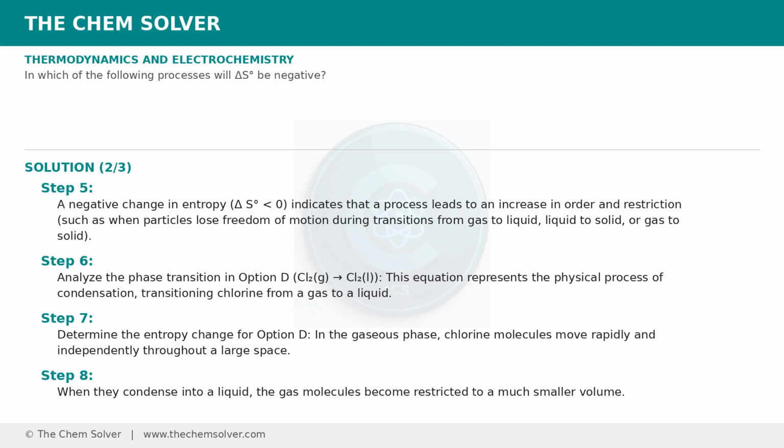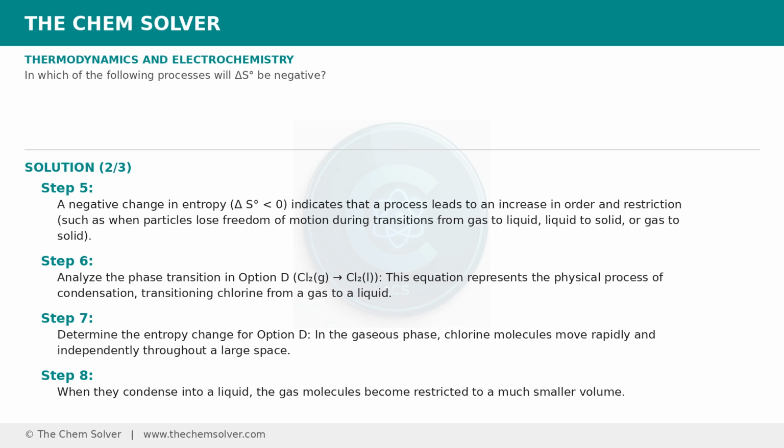A negative change in entropy, delta S degrees less than 0, indicates that a process leads to an increase in order and restriction, such as when particles lose freedom of motion during transitions from gas to liquid, liquid to solid, or gas to solid. Analyze the phase transition in option D.